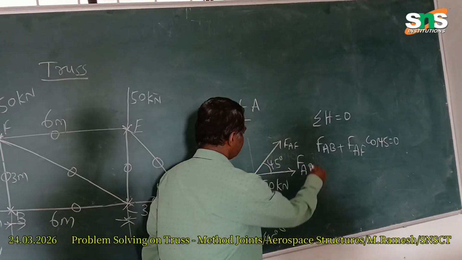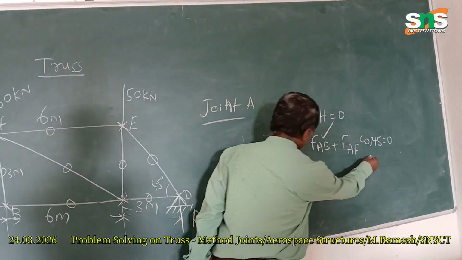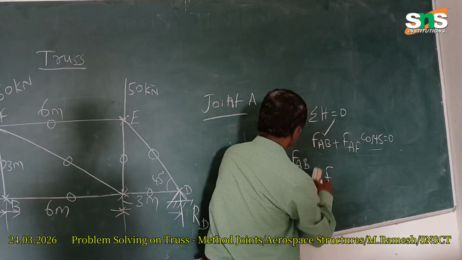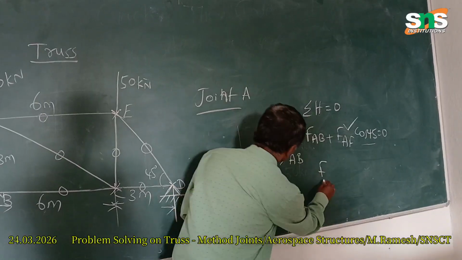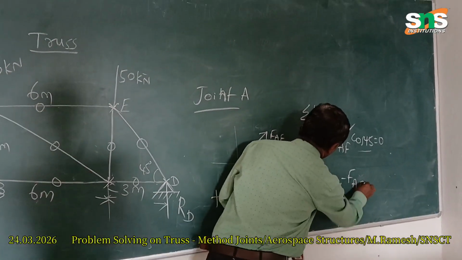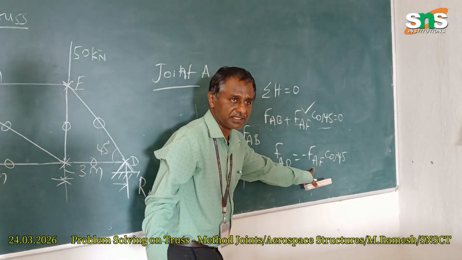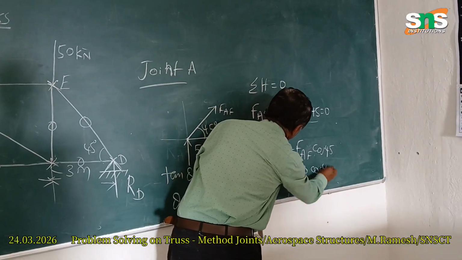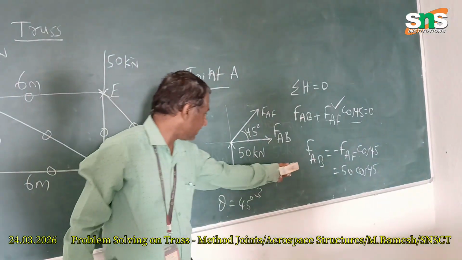So I know that FAB is equal to minus 50. This is a known value, so the cos 45 value comes, and you can find what FAF is. So FAB is equal to minus FAF cos 45. So this is minus 50, minus of minus is plus, so that is equal to 50 cos 45. So you just apply the value and you can get the value of the force in the member AB.